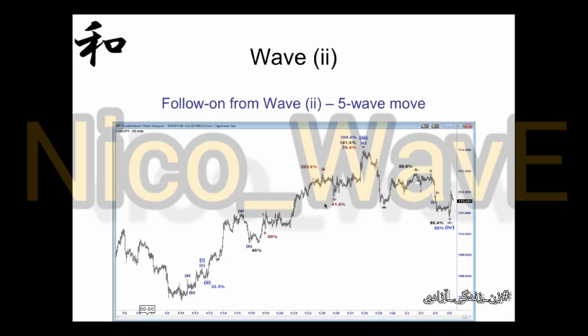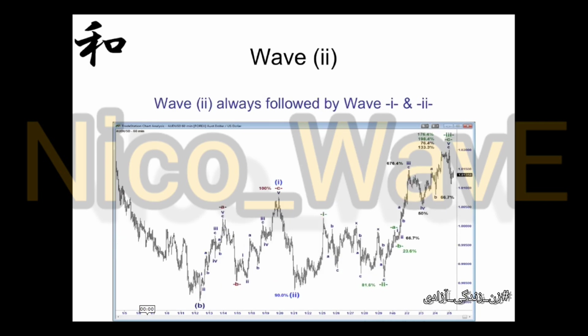So always keep in mind, what do I need now to happen to confirm what I think is happening? The initial requirement is to identify wave 1 and 2. That's always important. So once you've seen a wave 2, it is always followed by a wave 1 and 2. The wave 1 and 2 of wave A.